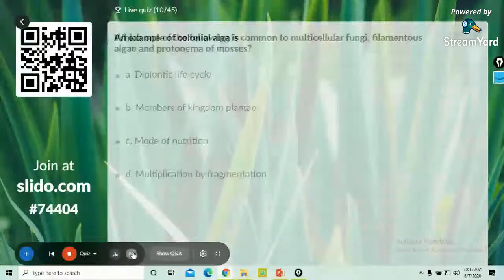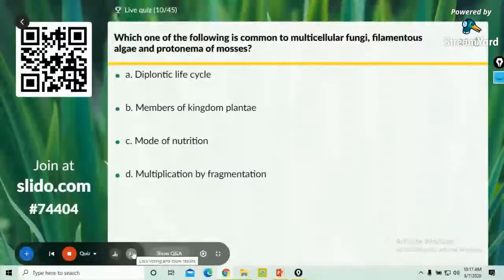Next, 10th question on the screen. Which one of the following is common to multicellular fungi, filamentous algae and protonema of mosses?